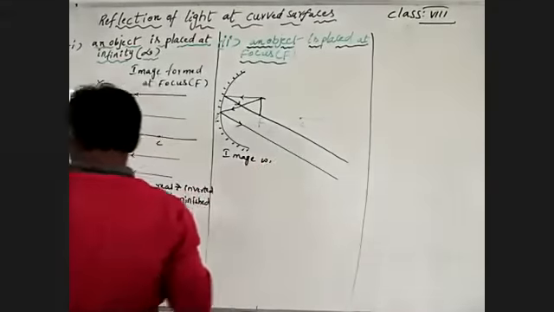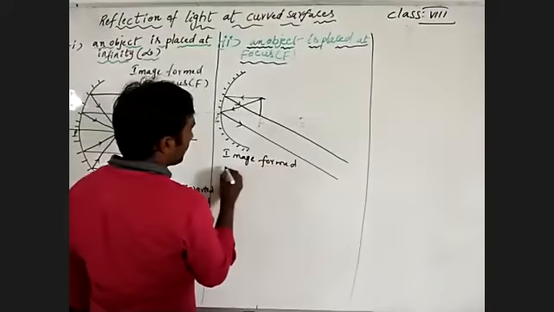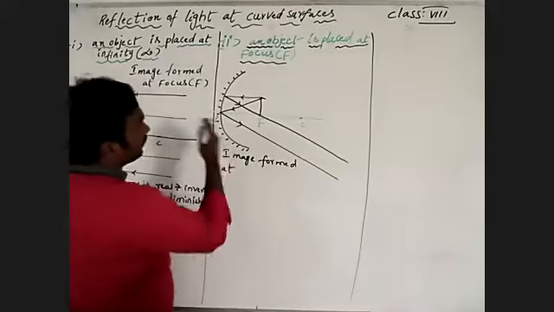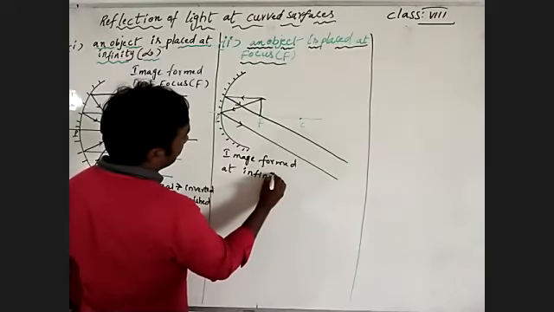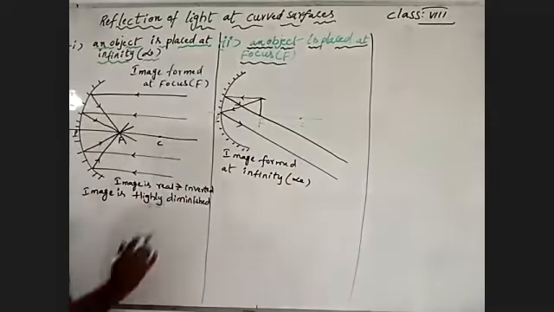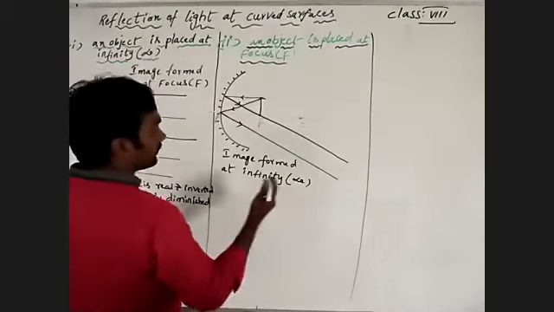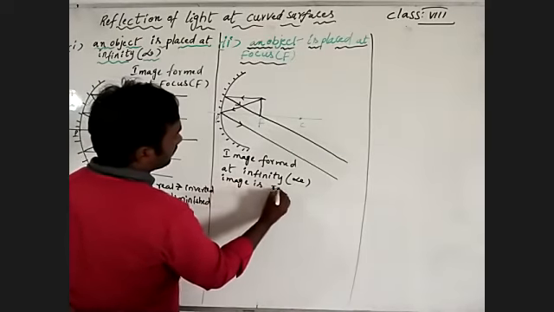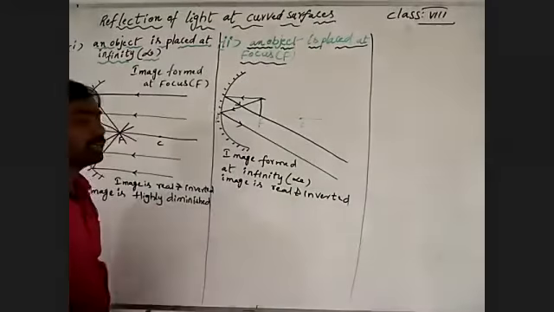So we can say the image is formed at infinity. See, the object is placed at focus, and the image is formed at infinity. Then what type of image does it form on the screen? The image is real and inverted.